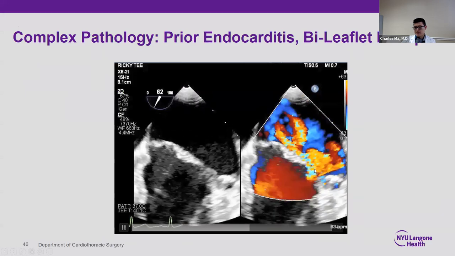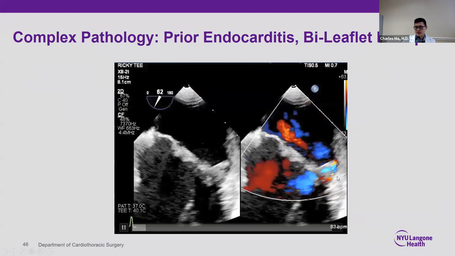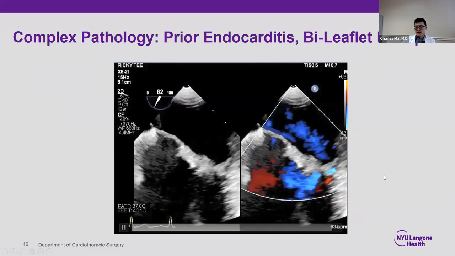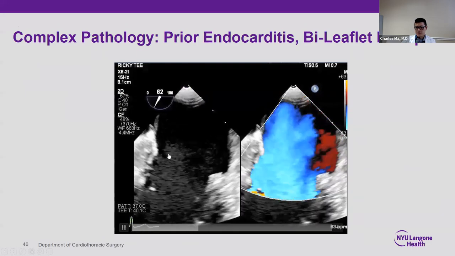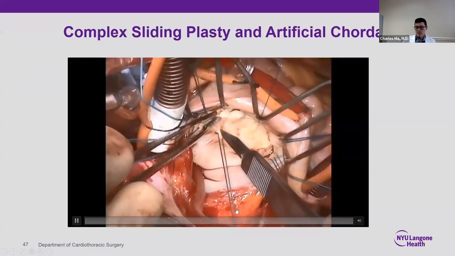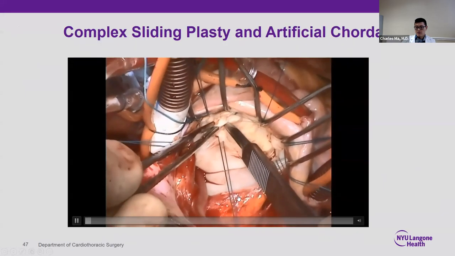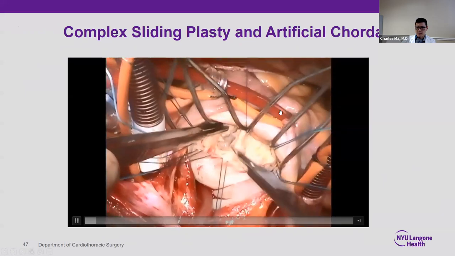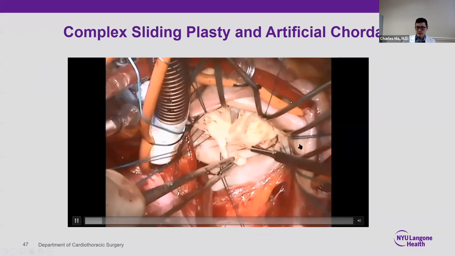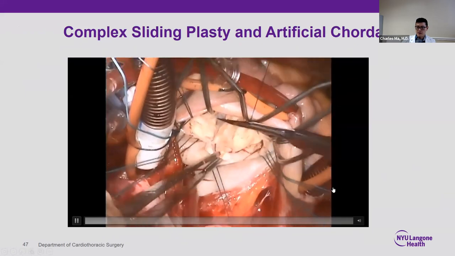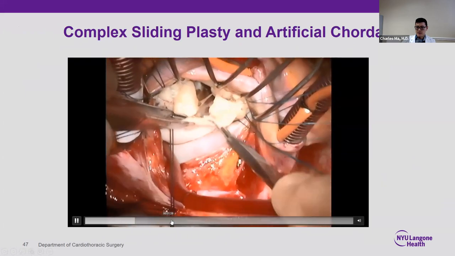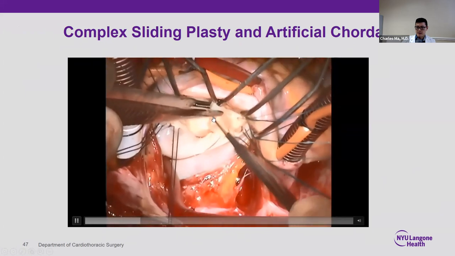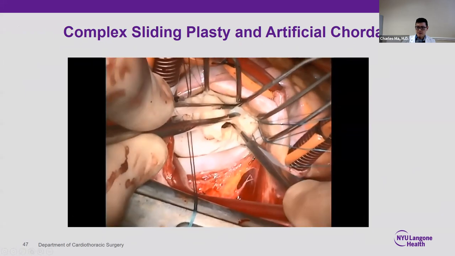Here you see the jet. It's a very complex jet. It doesn't just go anterior, it goes everywhere. And that's consistent with both prolapse of the anterior segment here and the posterior segment. So to fix this, we utilized both the resection and reconstruction with artificial chordae. So there's a resection here, a slide plasty to reduce the height of this tall posterior leaflet.